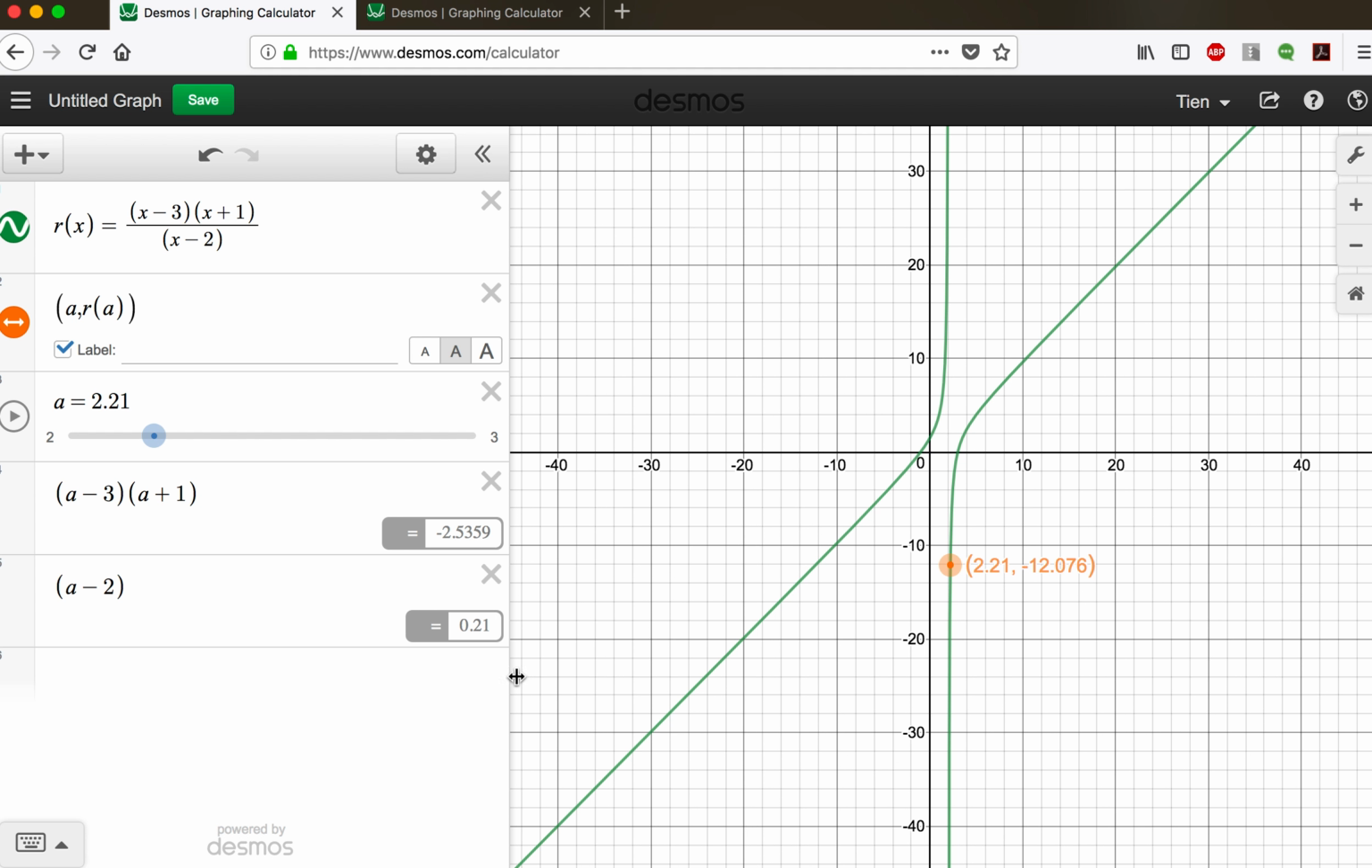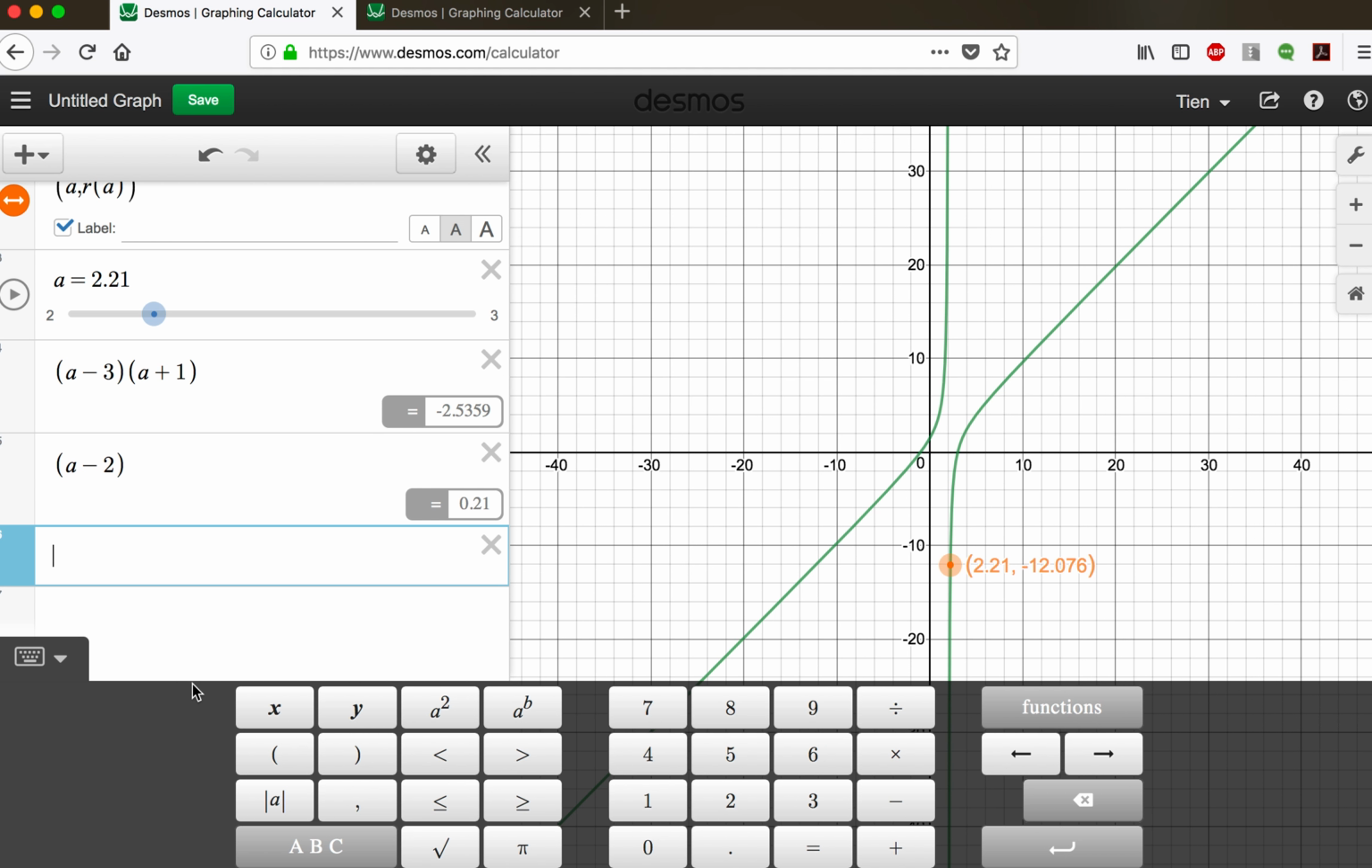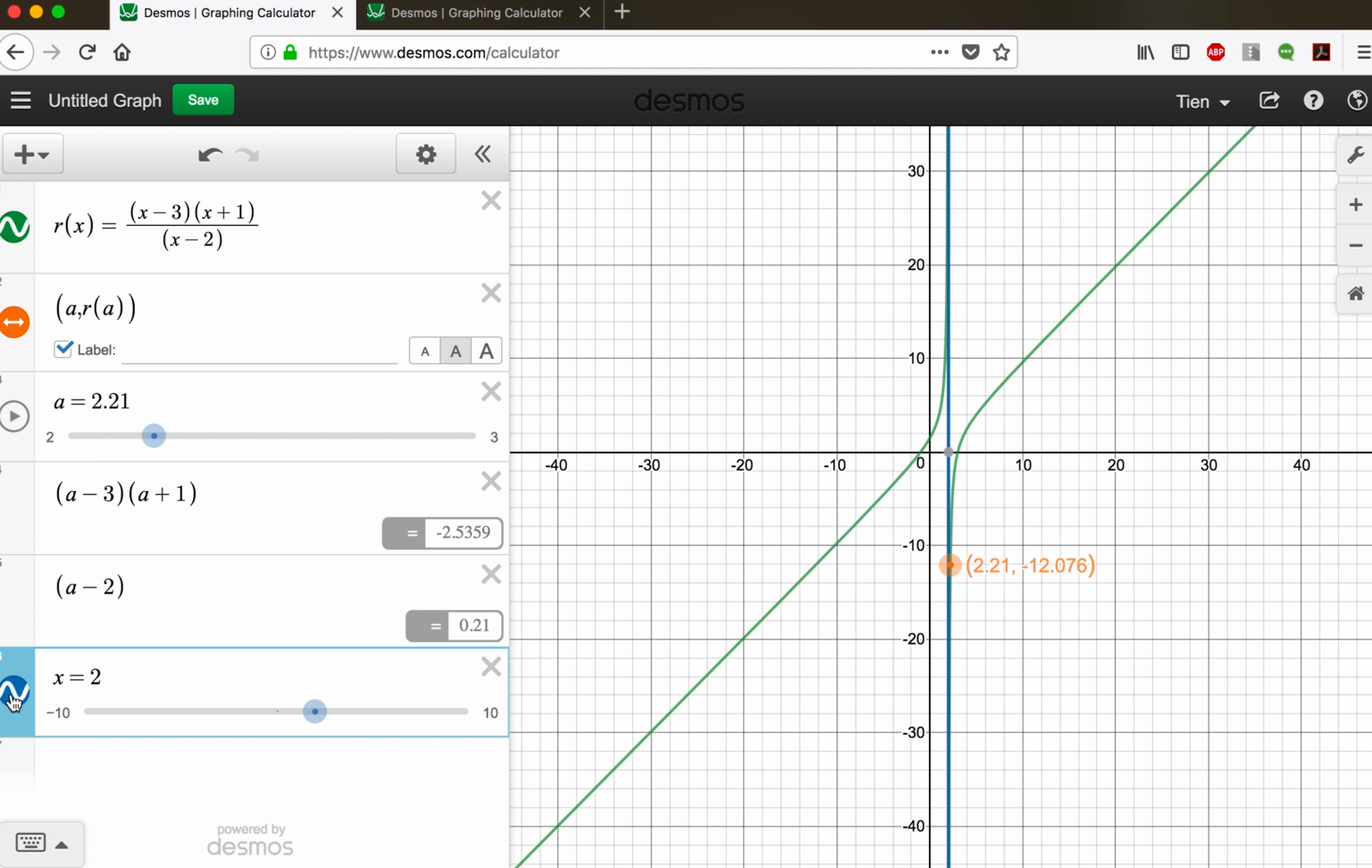So what we have here is a vertical asymptote at x equals 2. A vertical asymptote just means a vertical line that this function approaches but never touches, right? It never actually touches this line, but it gets close to it in both directions. Now, we notice here that this thing changes signs, right? It's positive here and it's negative here. How can I get them to go in the same direction?